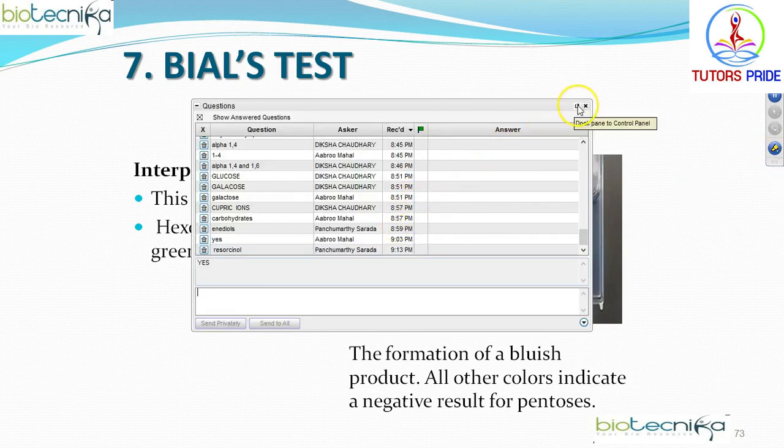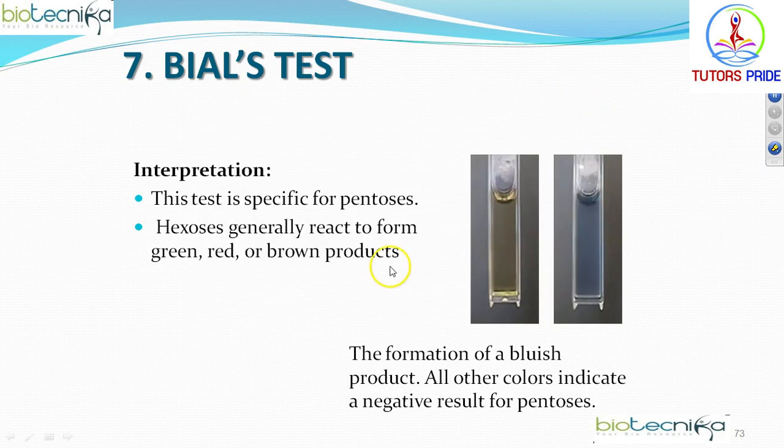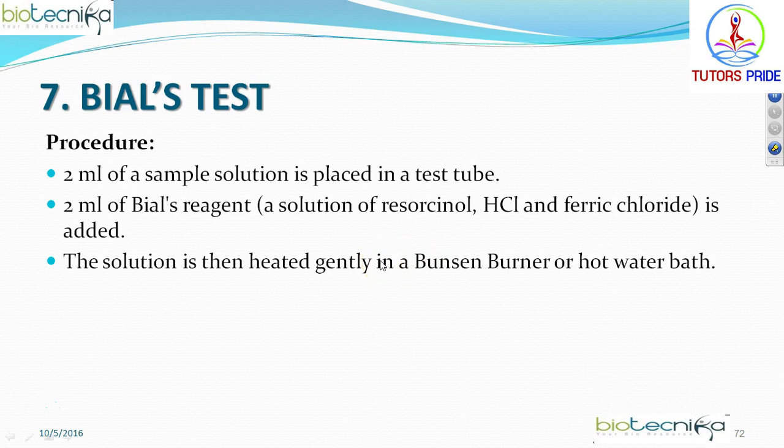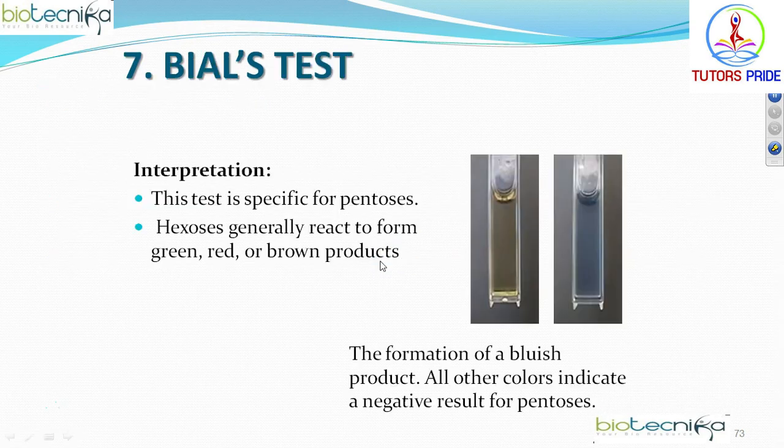Resorcinol. Okay, resorcinol. And one more thing, what are we adding? Ferric chloride, all this. Orcinol. So that is called Bial's test. Okay, as you can see.